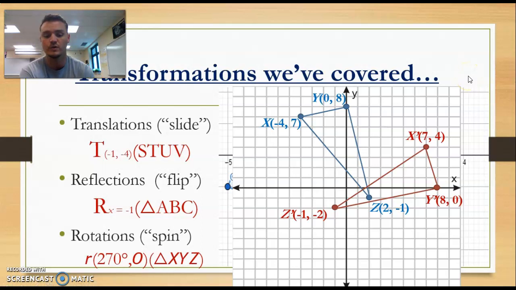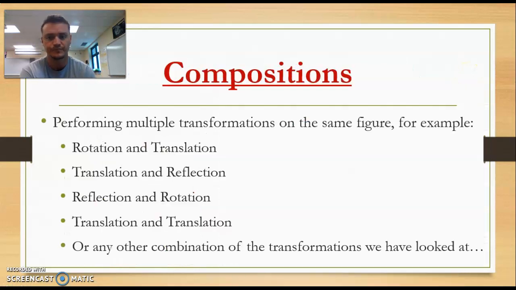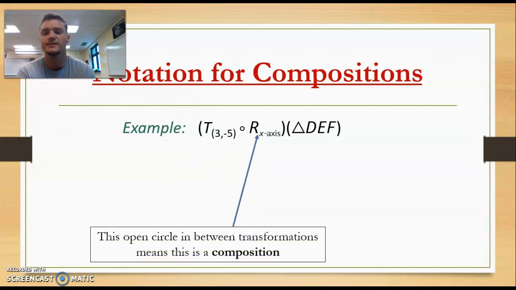All right, so that's just a quick review of all the transformations we've looked at so far. Now, compositions is just performing multiple transformations on the same figure. So for example, we could do a rotation and a translation. We could do a translation and a reflection. We could do a reflection and a rotation. You could do a translation and a translation. Really any other combination of the transformations that we've looked at. So we're exclusively going to look at just compositions of 2 transformations, but really you could have as many as you want. All right, so first things first is the notation for compositions.